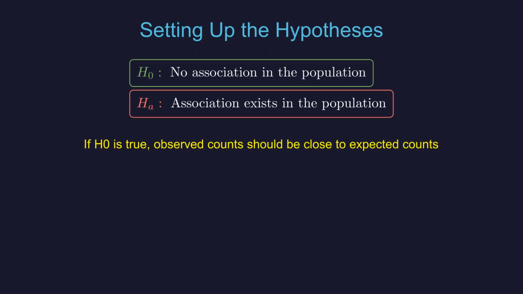The key idea is simple. If H0 is true and there's no real association, then the observed counts in each cell should be close to what we'd expect by chance alone.